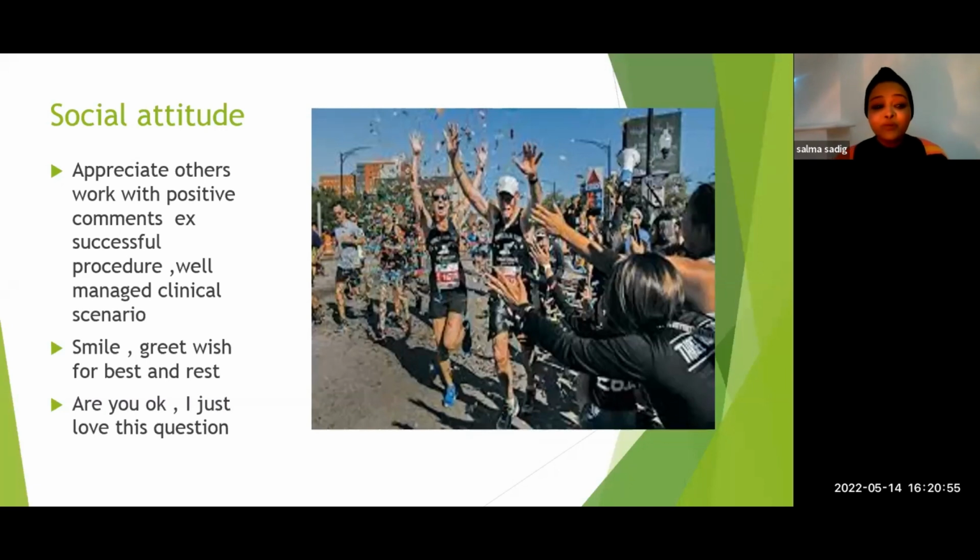Smile, greet, wish for the best, and rest. If the night team is finishing their handover and going home, speak up and say, have a good rest, see you later. Wish them to have a good drive home. All of these things build your social attitude and show how kind and supportive a person you are to work with.